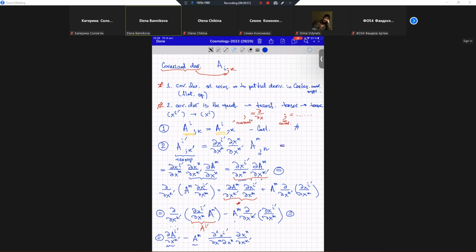So I will use here again the transformation formula. I mean that I can write that A_m equals A_j prime, dx_m, comma, j prime. So again, corresponding to the previous formula for a contravariant vector.